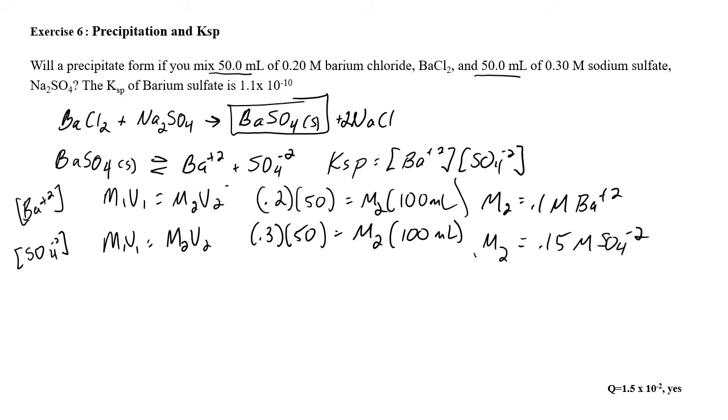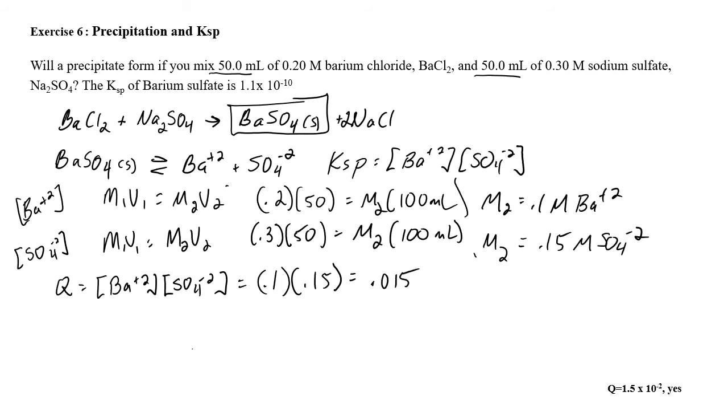All right, so we have to find Q next. Remember, the Q expression is written the same as your KSP, but we just aren't sure if we're at equilibrium. You can use initial concentrations for Q, or anytime you're not sure. So that equals 0.1 times 0.15, and Q equals 0.015. Now let's compare Q to K. Q is 0.015. K was 1.1 times 10 to the negative 10th. That was given up top.